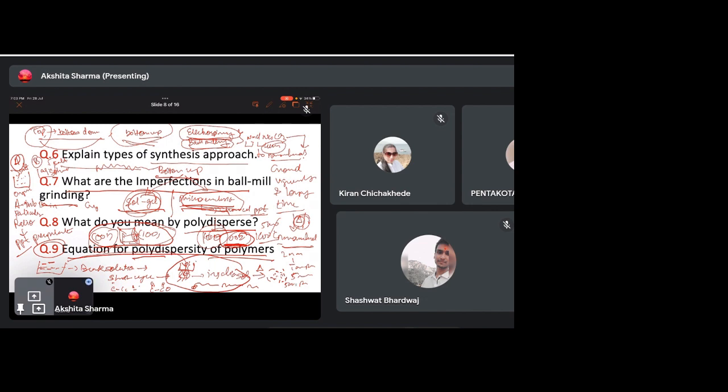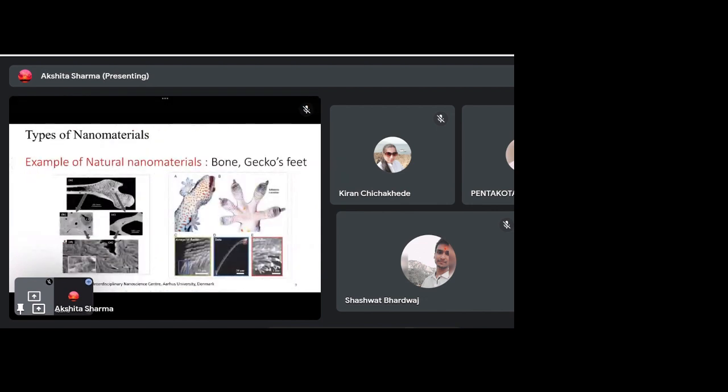Okay. Then to find out what is the average weight, or the actual weight of the polymer, which has different molecular weights of different chains, we need an equation for this, and this you will check for yourself. Fine. Now moving on to a few examples of types of nanomaterials. Examples of natural nanomaterials.